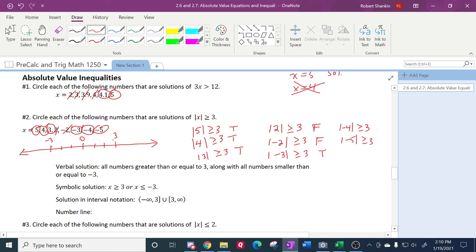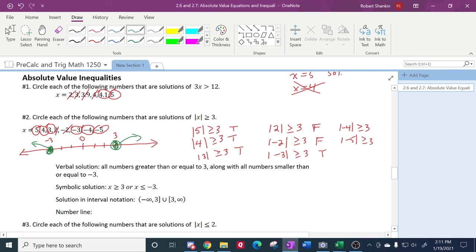All the numbers in between negative 3 and 3, their distance from the origin is not greater than or equal to 3. But all the numbers outside that, these are the solutions over here and here. Okay, so verbally, we'd say the verbal solution: all numbers greater than or equal to 3, along with all the numbers smaller than or equal to negative 3. All the numbers here are solutions and all the numbers over here.